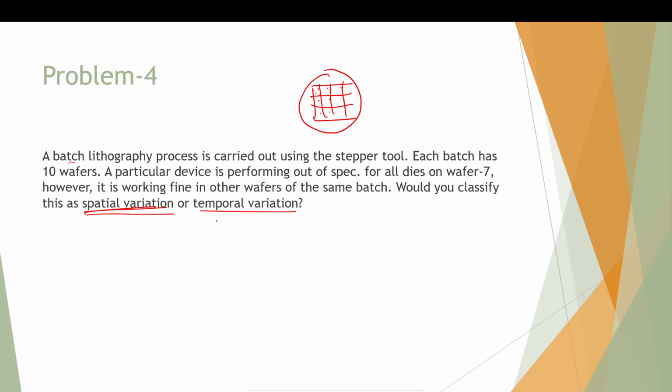Temporal, I can understand. Inter die too, there is no variability. So on the same wafer, on every die, we are getting a faulty device at the same location. The same device is getting faulty. So how is it a spatial variation? Okay, I was thinking it's only temporal variation.